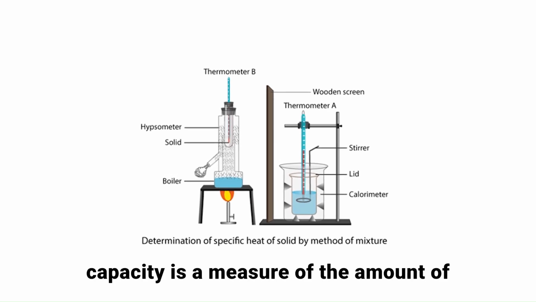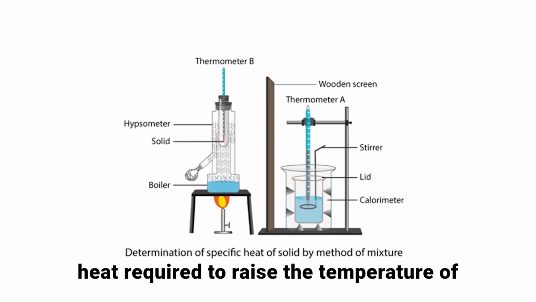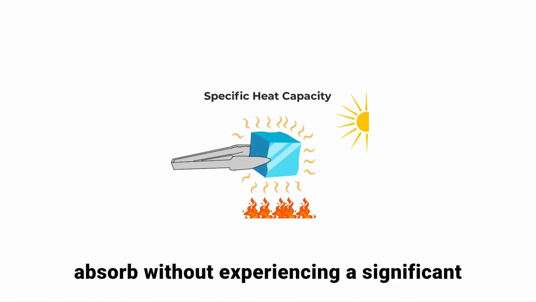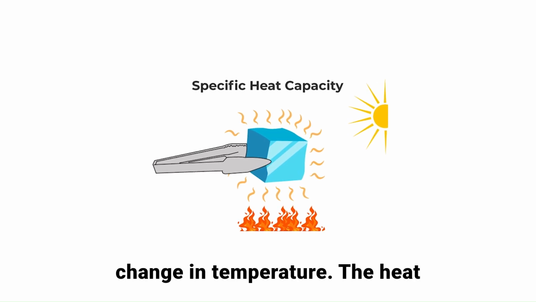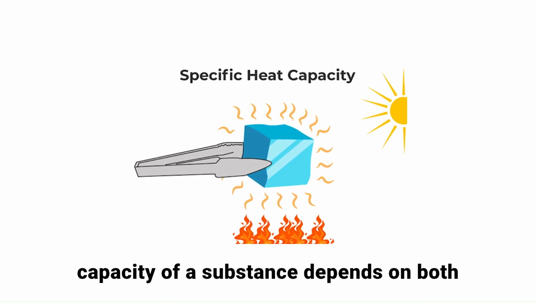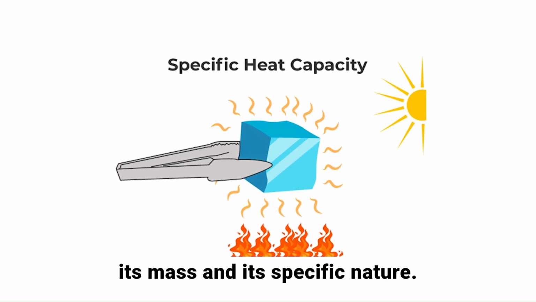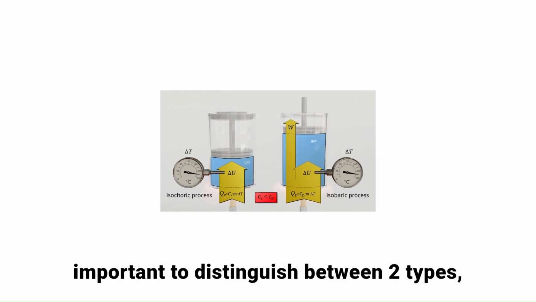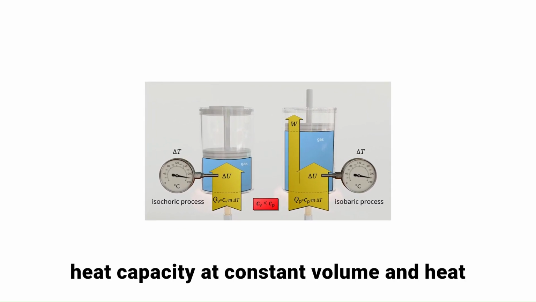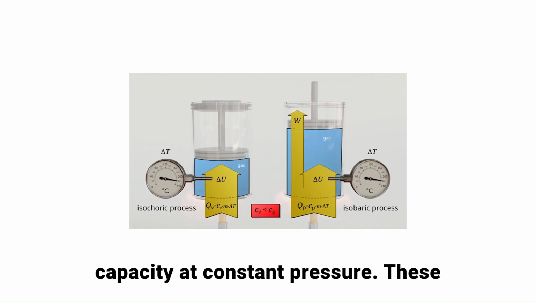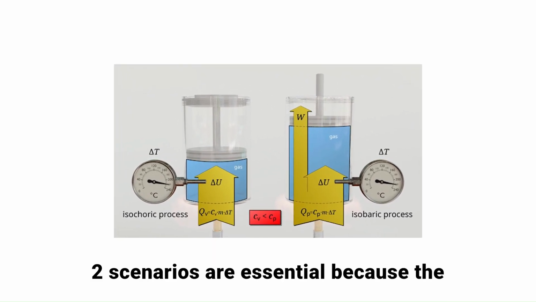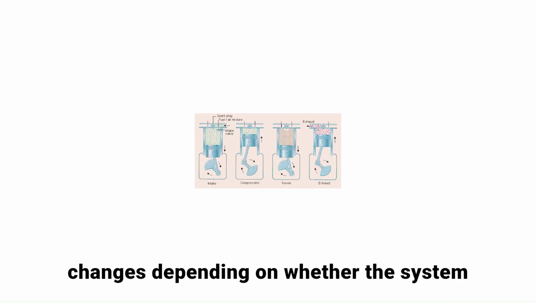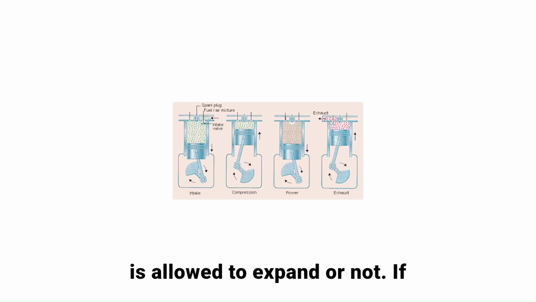Heat capacity is a measure of the amount of heat required to raise the temperature of a substance by 1 degree. It tells us how much heat energy a system can absorb without experiencing a significant change in temperature. The heat capacity of a substance depends on both its mass and its specific nature. When we talk about heat capacity, it's important to distinguish between two types: heat capacity at constant volume and heat capacity at constant pressure. These two scenarios are essential because the behavior of gases, liquids, and solids changes depending on whether the system is allowed to expand or not.